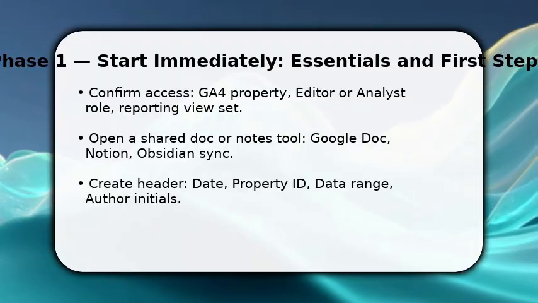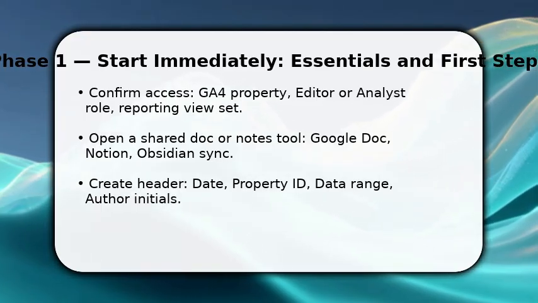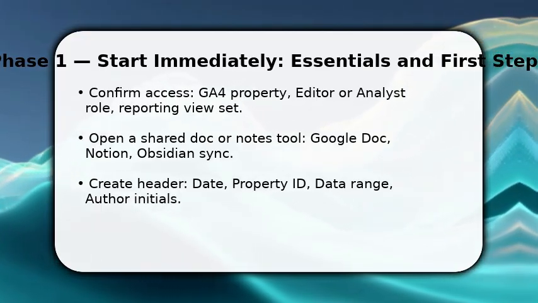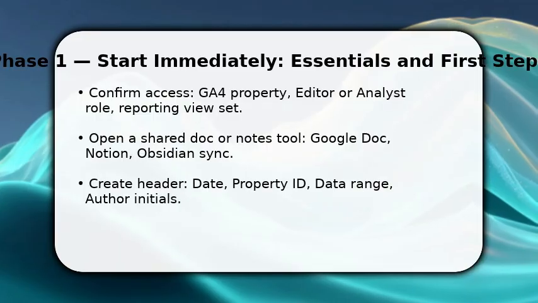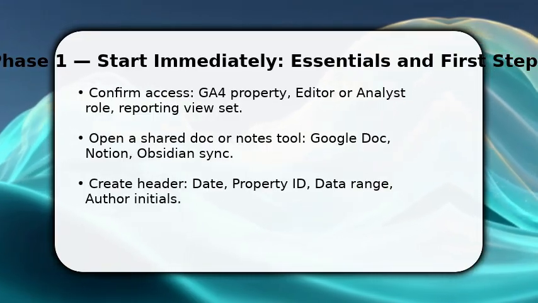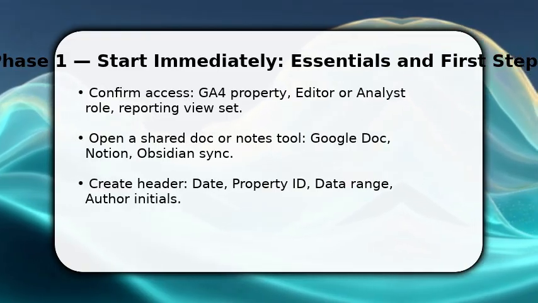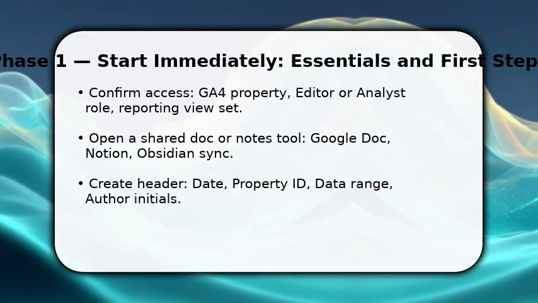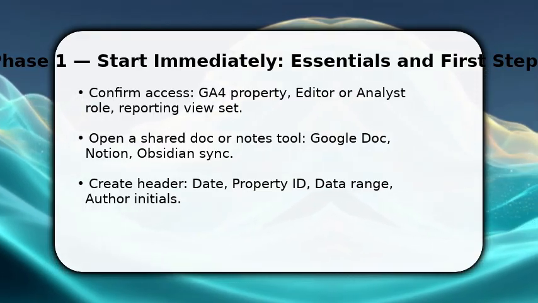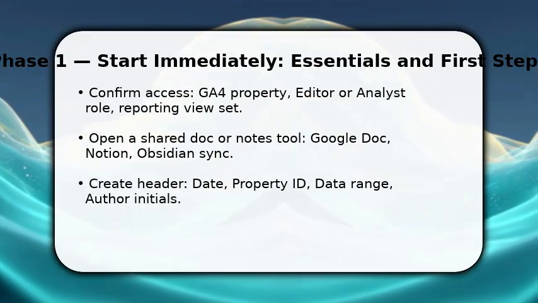You start by making the environment usable. Confirm GA4 property access and open a shared notes file so others can follow. Once you have editor or analyst rights, create a clear header with date, property ID, and data range. This avoids later confusion. Next, set a simple template, top-level questions, hypotheses, and key metrics to capture. Do this now, don't delay, because consistent headers let you organize findings, compare days, and onboard teammates quickly.